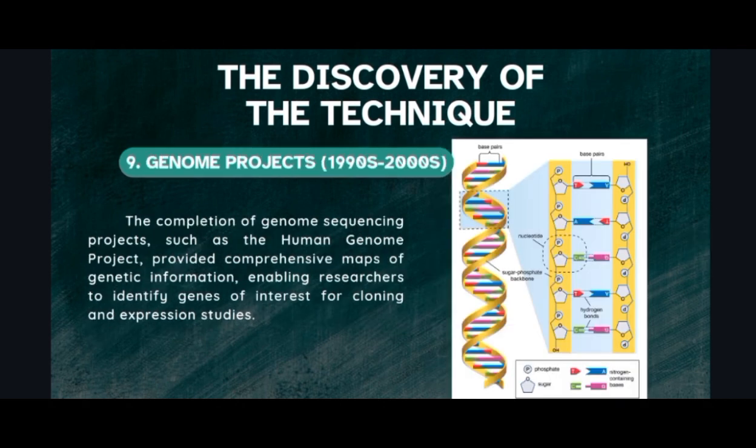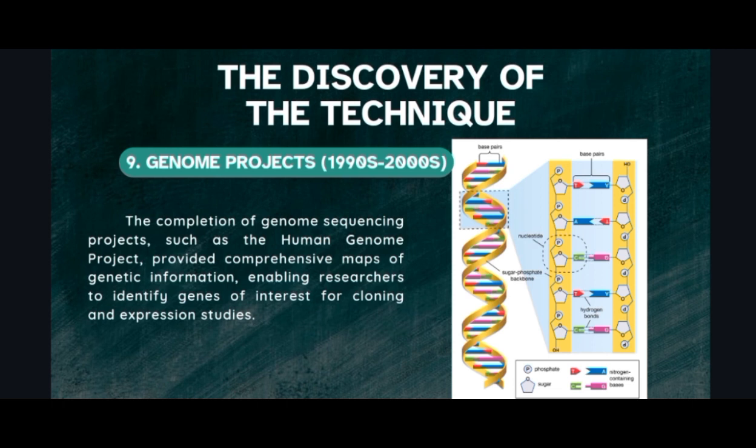Ninth is the Genome Project. The completion of genome sequencing projects, such as the Human Genome Project, provides comprehensive maps of genetic information, enabling researchers to identify genes of interest for cloning and expression studies. The Genome Project, often referred to as the Human Genome Project, was an international scientific research project that aimed to sequence and map all the genes of the human genome. This project was completed in 2003.